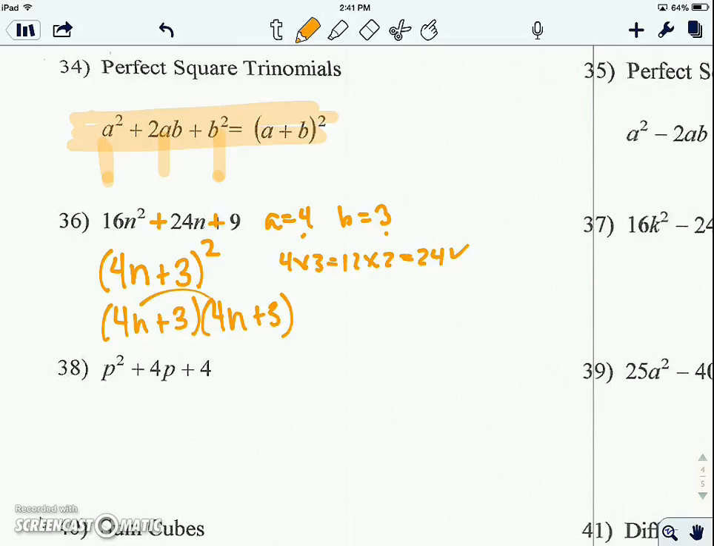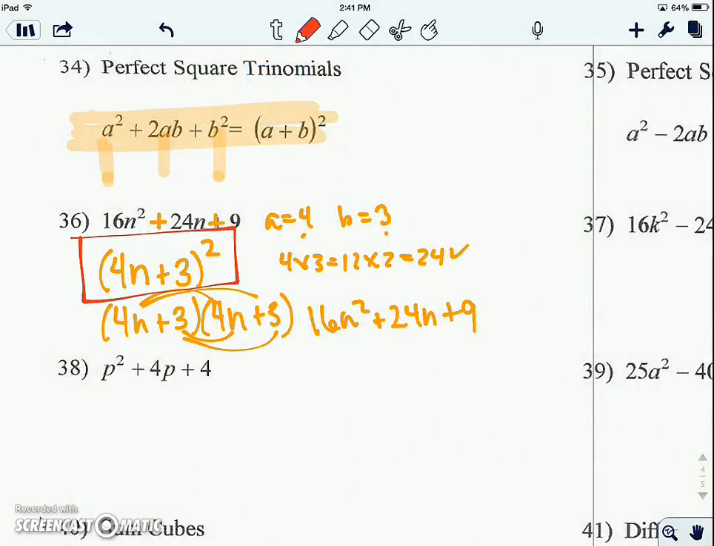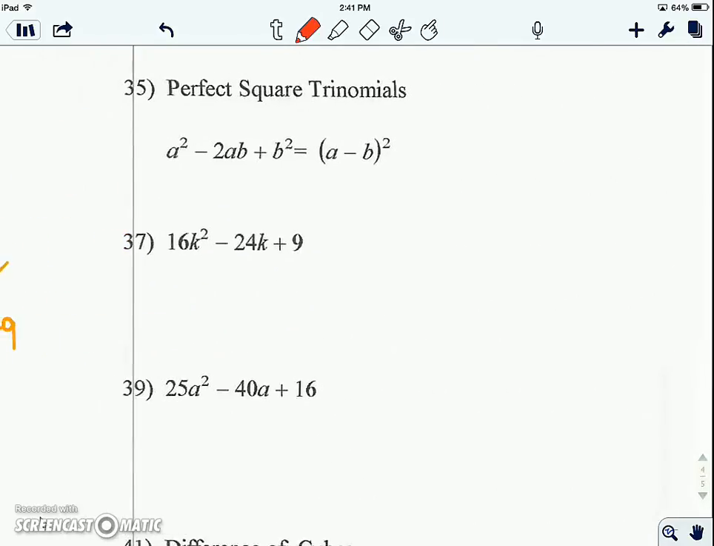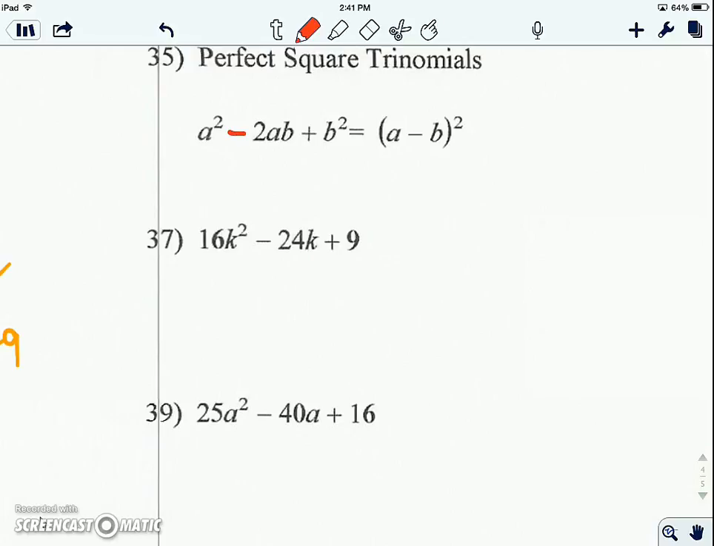And if you were to check it, you'd get 16n squared plus 12n, that's 24n plus 9. Okay? So that is your answer by recognizing a pattern. You could do the same thing if there's a subtraction. Notice that it's minus and then plus.